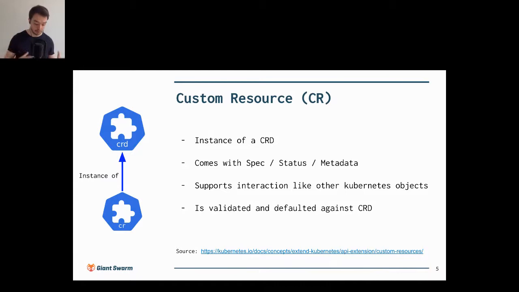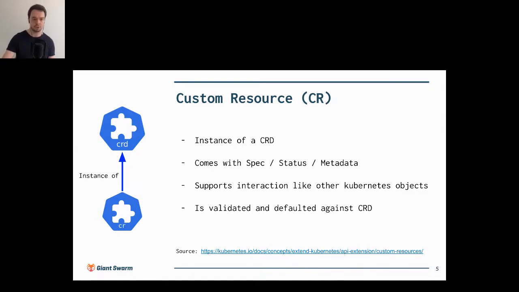And with this extension of the Kubernetes API, we can handle these as any other objects in the Kubernetes API. So you can delete them, you can create them, you can watch them, you can do basically all the standard stuff. And it's validated and defaulted against the custom resource definition we talked about earlier. So when you create a custom resource, it's validated against the custom resource definition.